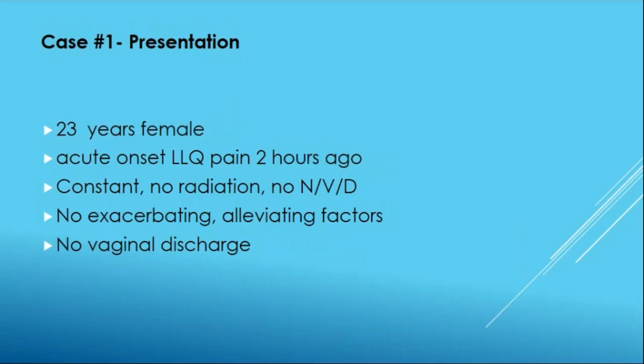This is my question: see whether we can come to the diagnosis within seconds. Presentation: a 23-year-old female patient came with acute abdomen, acute onset left lower quadrant pain 2 hours ago. The pain is constant, no radiation, no nausea, no vomiting, no diarrhea. No exacerbating or alleviating factors, no vaginal discharge. She's a female patient.